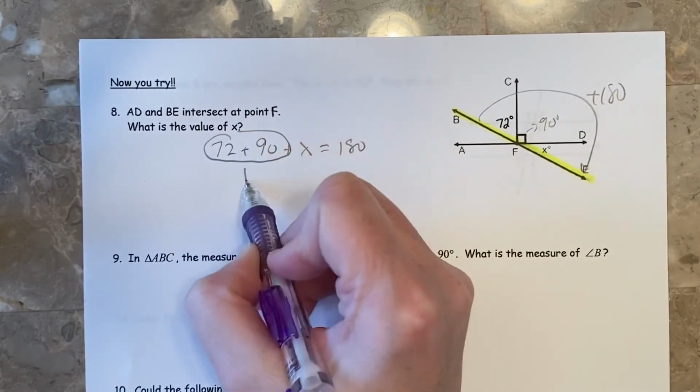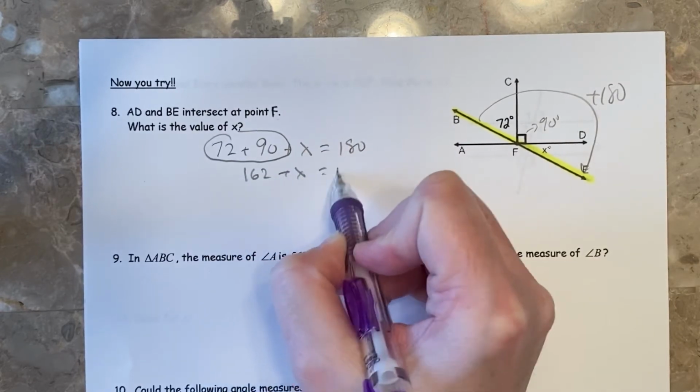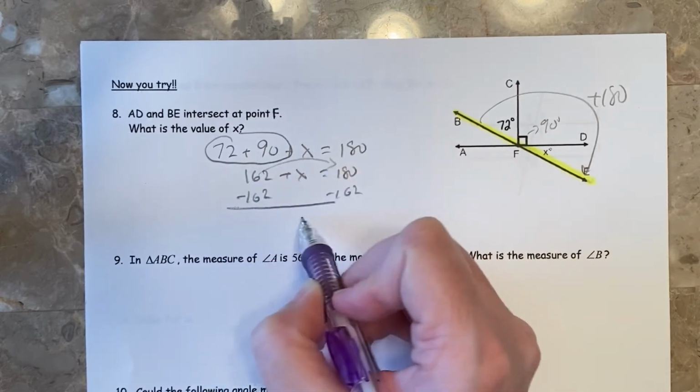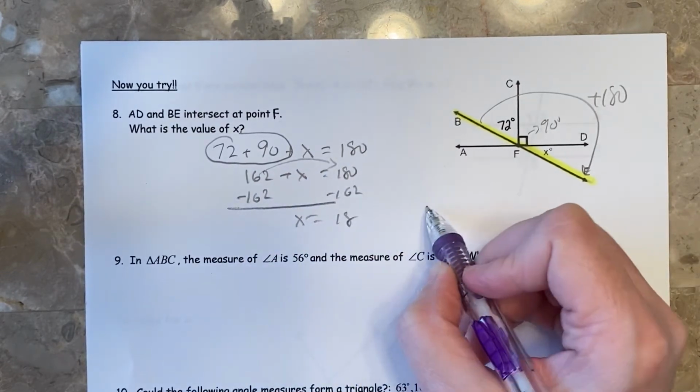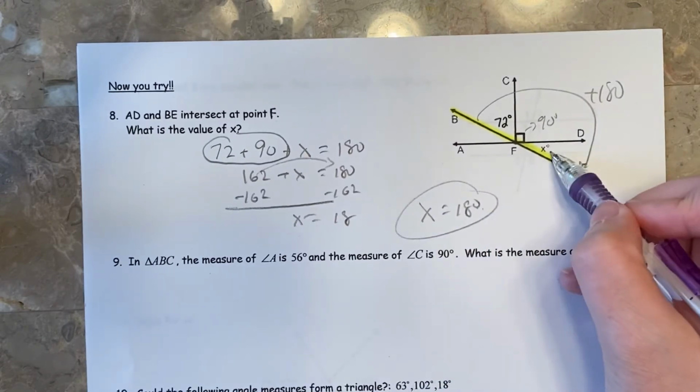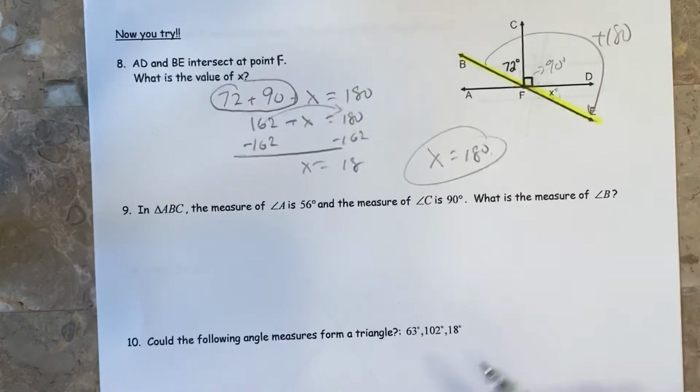So we combine our like terms. 162 plus x equals 180. We're going to move over our constant over here by subtracting, and that's going to get us 18. So x is 18 degrees. Notice this does have a degree sign because this is the actual angle.